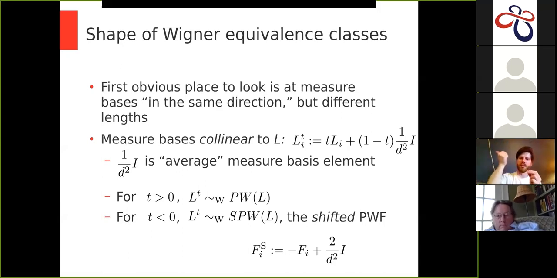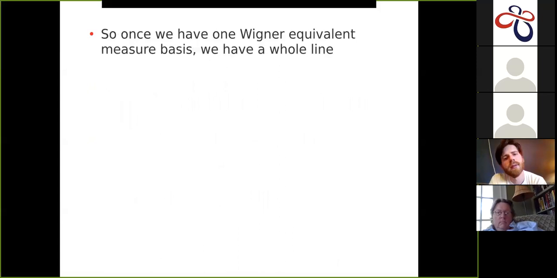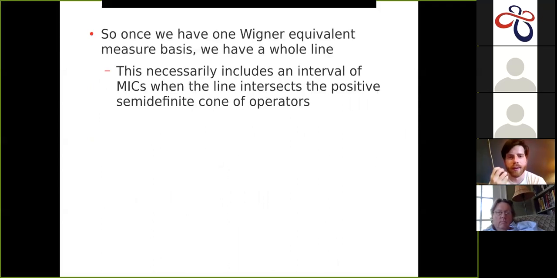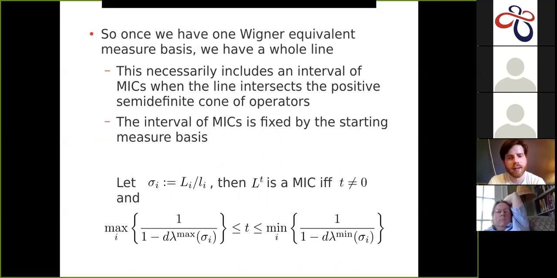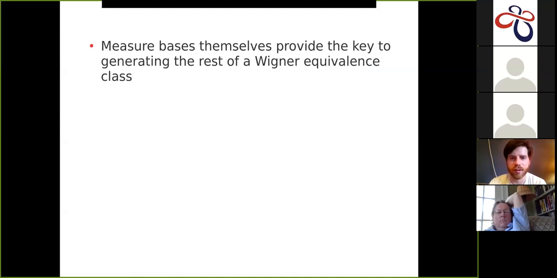If you have a basis pointing in one direction, you would expect it to orthogonalize out here until you suddenly are pointing in the other direction, and you would expect it to orthogonalize the other direction. So once we have one Wigner equivalent measure basis, we actually have a whole line. And as I mentioned earlier, this will necessarily include an interval of meeks when the line intersects the positive semidefinite cone of operators. It's actually pretty easy to calculate what the T interval is that will make a measure basis equal to a meek. I'm not gonna belabor that, but it's easy to calculate in terms of the eigenvalues.